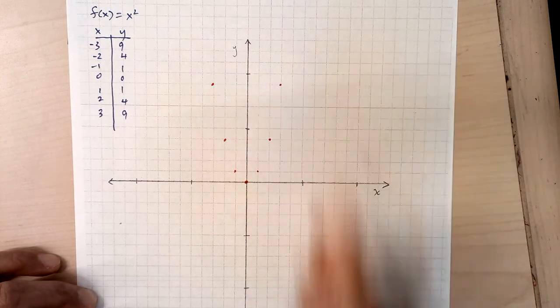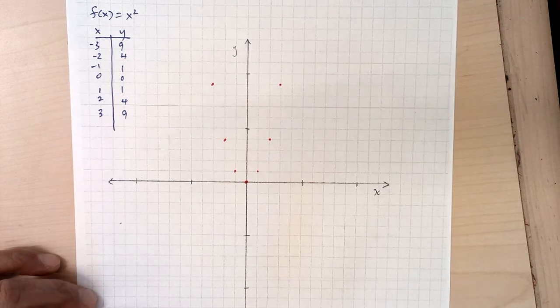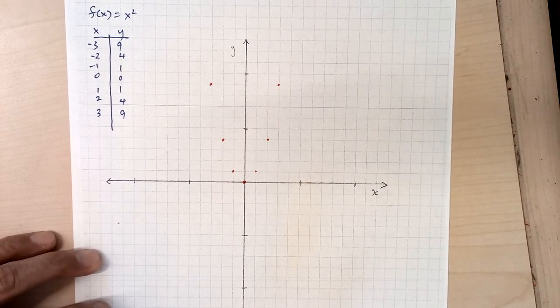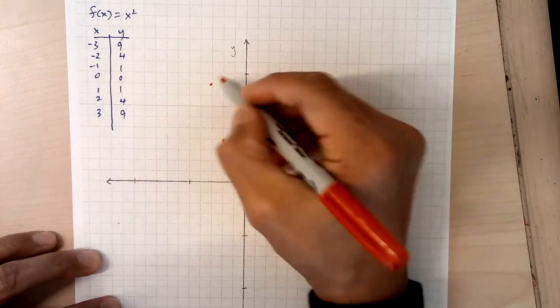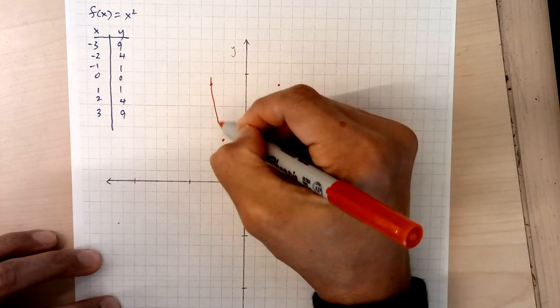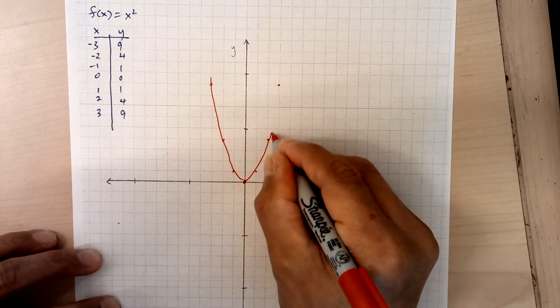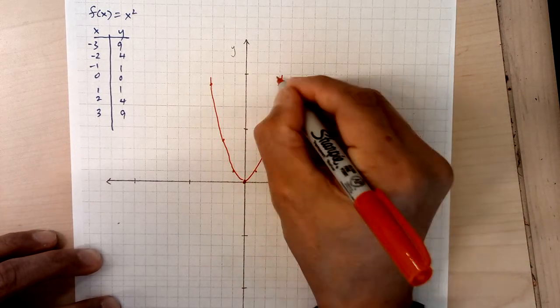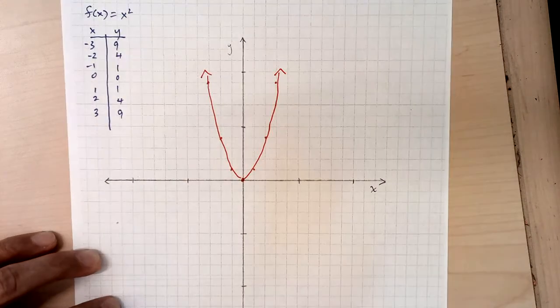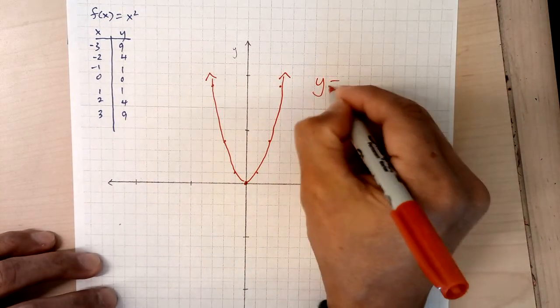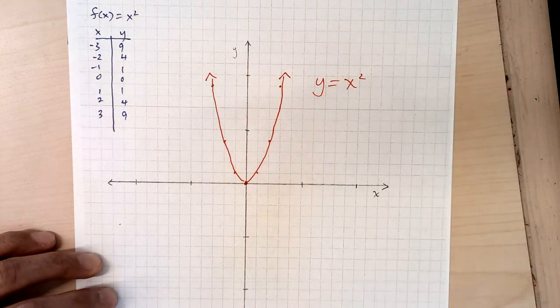So this graph actually is continuous, even though I didn't select any decimal or fractional values. I could have, and it keeps going basically in each direction. It's more curved. I don't want to actually connect these with straight lines. It would look like this, and I do want arrows at the end. This is the graph of a quadratic function. So this is a graph of y equals x squared. Again, that's a quadratic function.